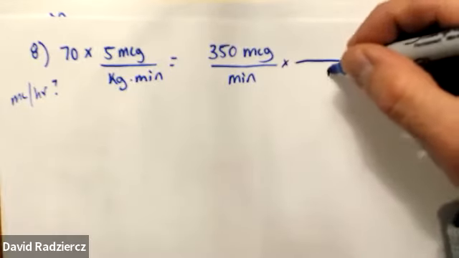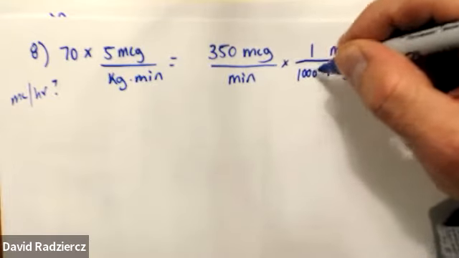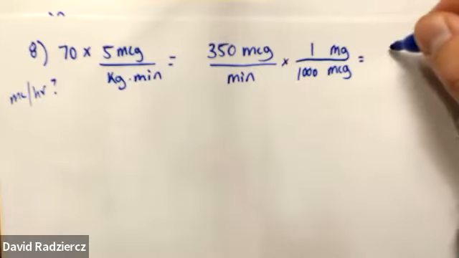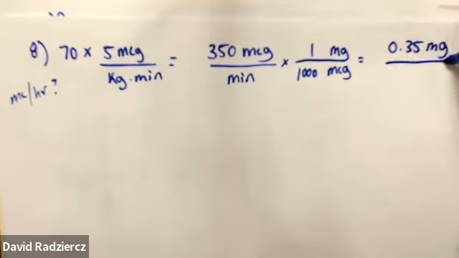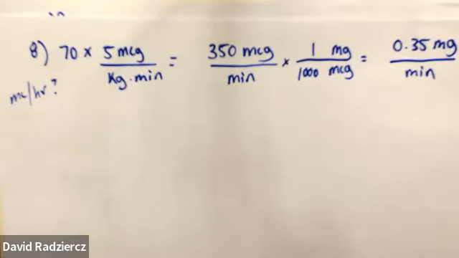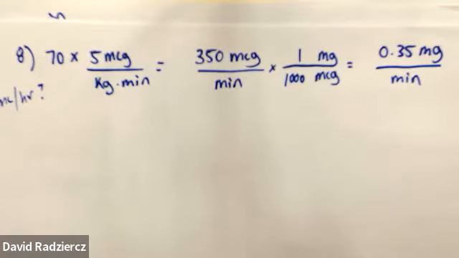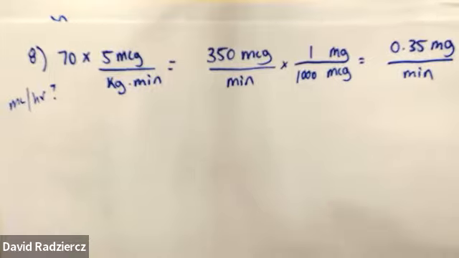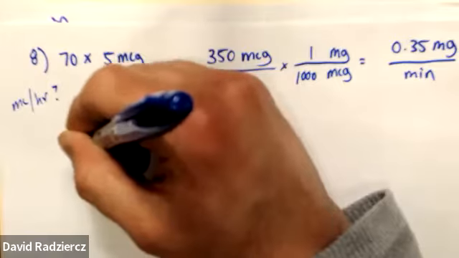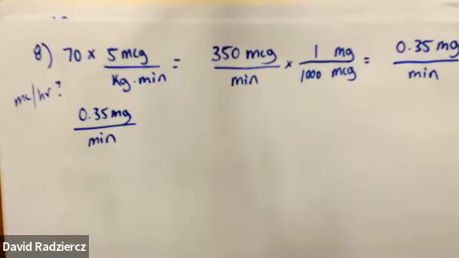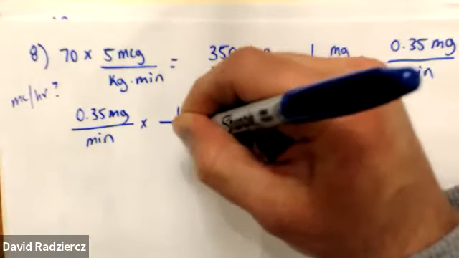I'm going to first convert micrograms to milligrams. And you don't have to do what I'm doing here. If you just move your decimal point over, you'll get the same thing, 0.35 milligrams per minute. And then I recommend that at this step you go ahead and convert the milligrams per minute to milligrams per hour. So 0.35 milligrams per minute, and I'm going to convert minutes to hours. So 60 minutes in 1 hour.